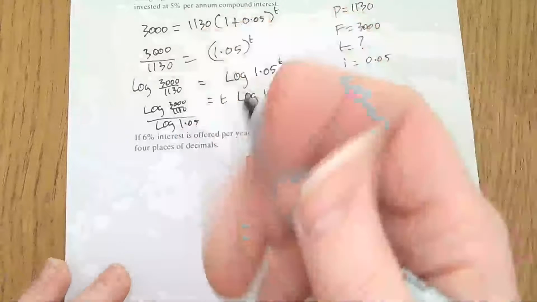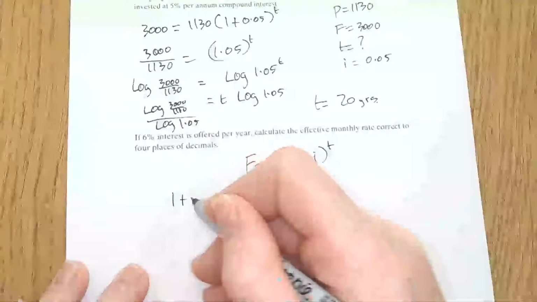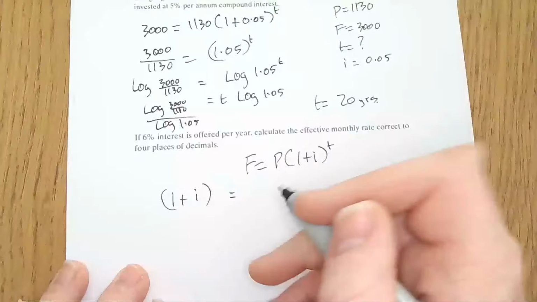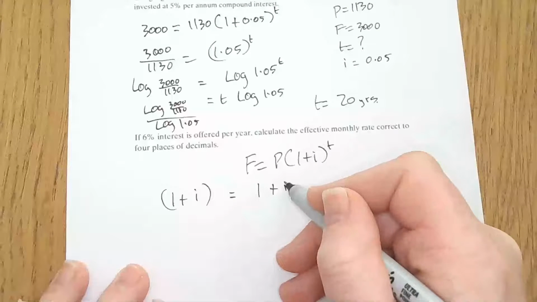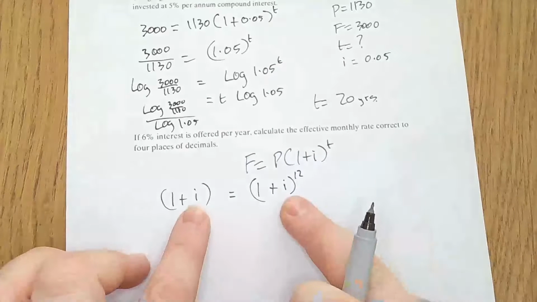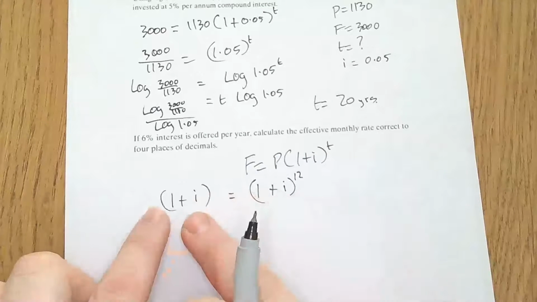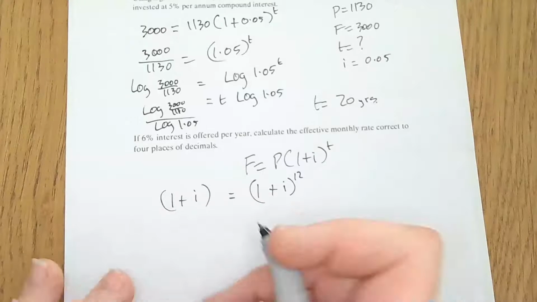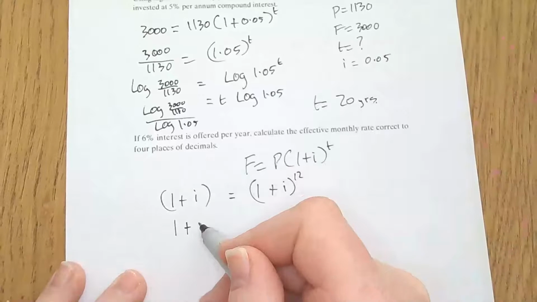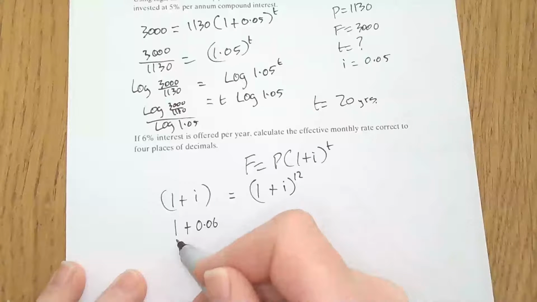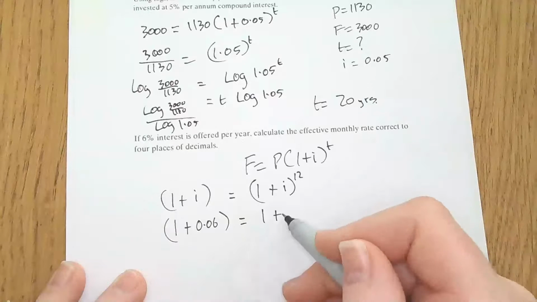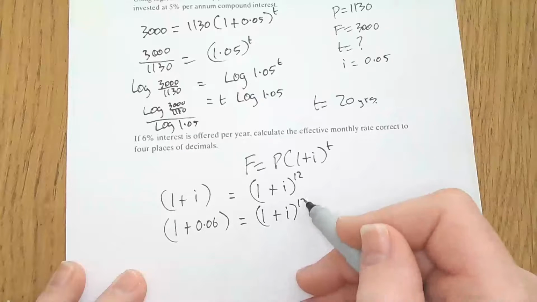So here's the easiest way to think about it. What's my yearly? Well, my yearly is 1 plus i. And that's going to be equal to my monthly, which is 1 plus i to the power of 12. So those i's won't be the same, but yet they have to represent the same thing, if that makes sense to you. So let's put in what we know. We know that this is 1 plus 0.06. And we know that this is just 1 plus whatever to the power of 12.